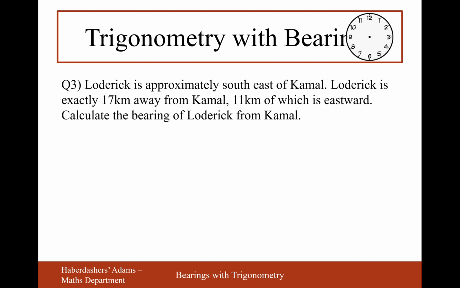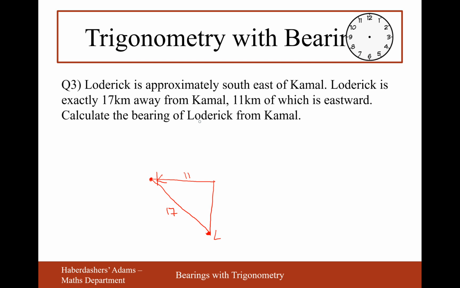Moving on to question 3, Loderick is approximately southeast of Kamal. So Kamal will be in the centre of my diagram, and southeast is roughly down here. So this is where Loderick is. So draw that line straight between the two of them. Loderick is exactly 17 kilometres away from Kamal, 11 of which are eastward. So I'll put that eastward line in and draw it downwards.